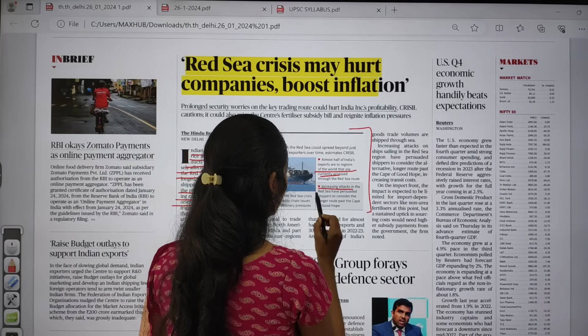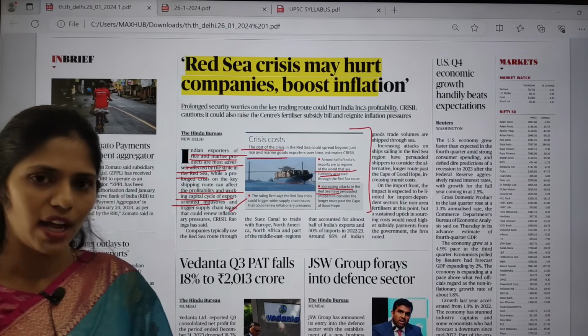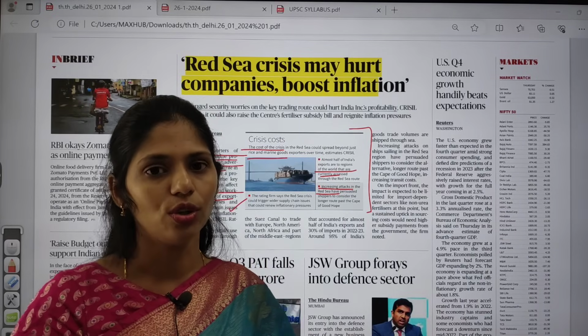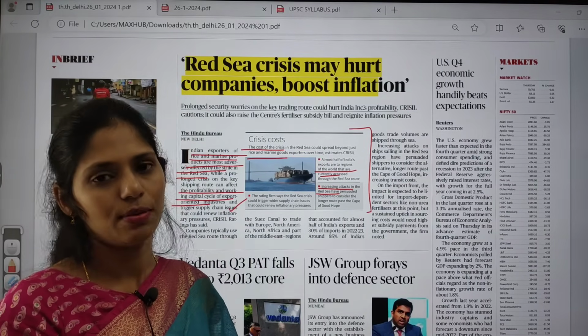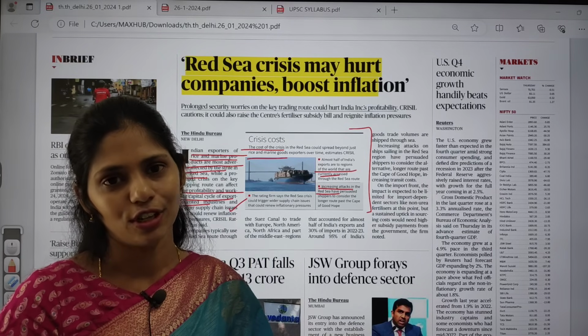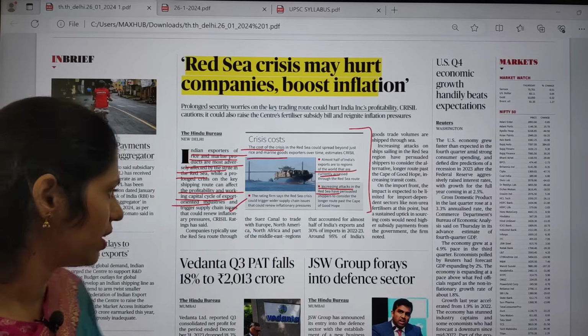And increasing attacks in this Red Sea have persuaded ships to reconsider the route, so we have to go now using Africa, the Cape of Good Hope. Because of this, it will increase the time of journey and even increase the transportation cost, and further it will lead to inflation in the country.